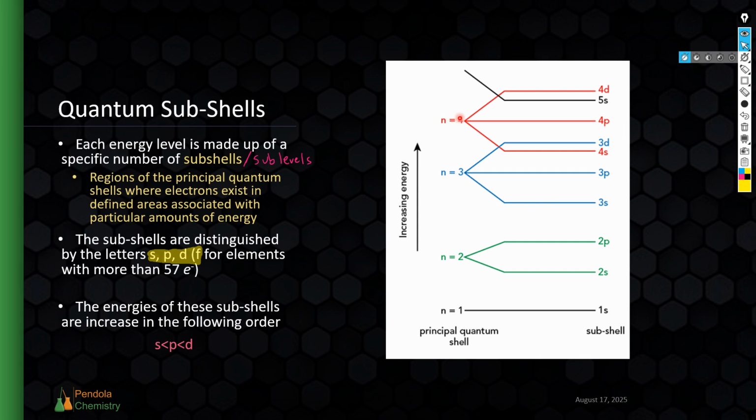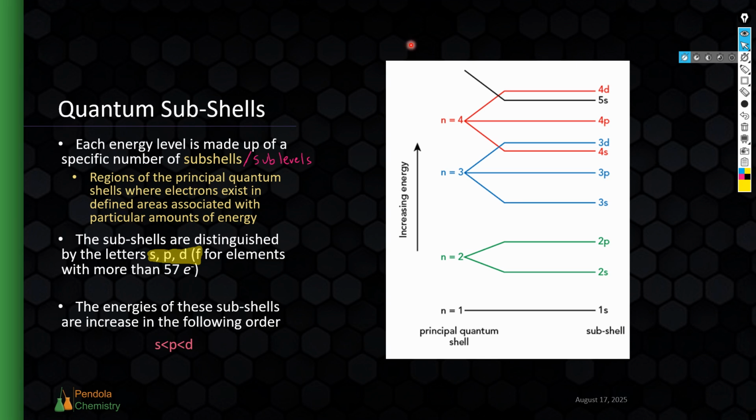And then energy level 4 is subdivided into S, P, D, and F, which is not shown here because technically speaking, F only shows up in elements with more than 57 electrons, which are not very common on the AS exam. So we're mostly going to be focusing on S, P, and D, although F, you should know F exists, but not much more than that.